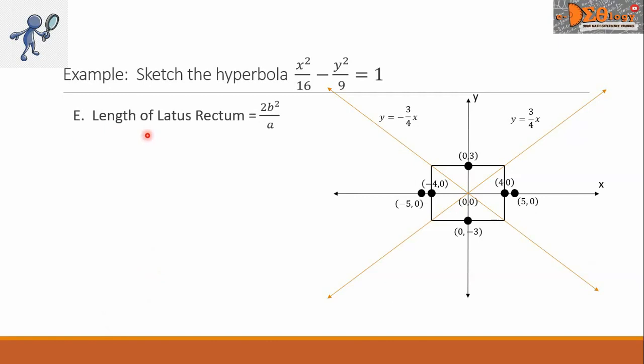Letter E, the length of the latus rectum. The equation is 2b squared over a. Substituting the values, we have 2 times 3 squared over 4. When we simplify this value, we will get 4.5. This is the length of each latus rectum. Let us estimate the position of the latus rectum. Here are the two latera recta respectively. We know that it passes through the focus and is perpendicular to the transverse axis.